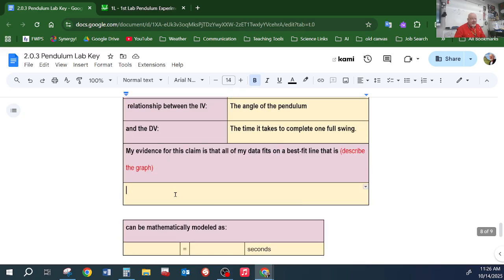Okay? The evidence is that the best fit line is what kind of line? And this is the one I told you earlier in the video. It's called a horizontal linear line. It shows that the time is always the same value.